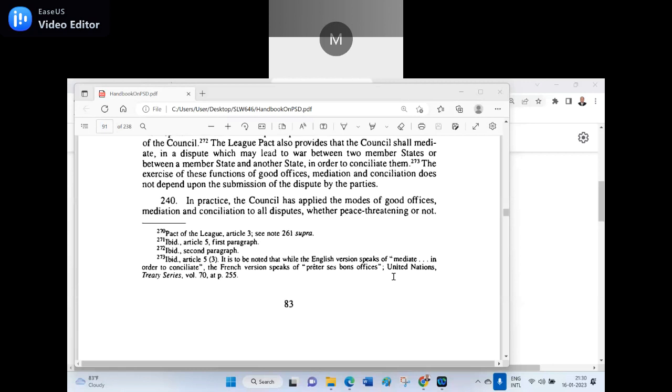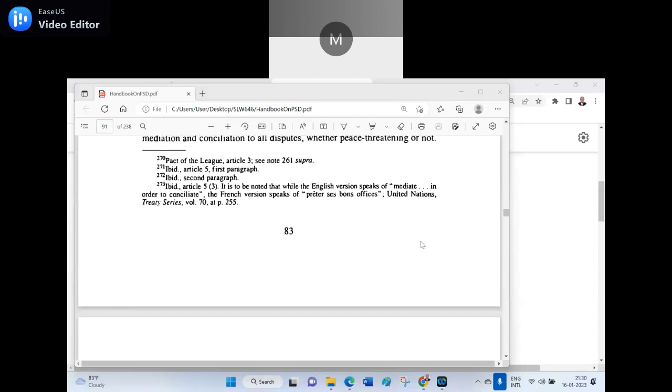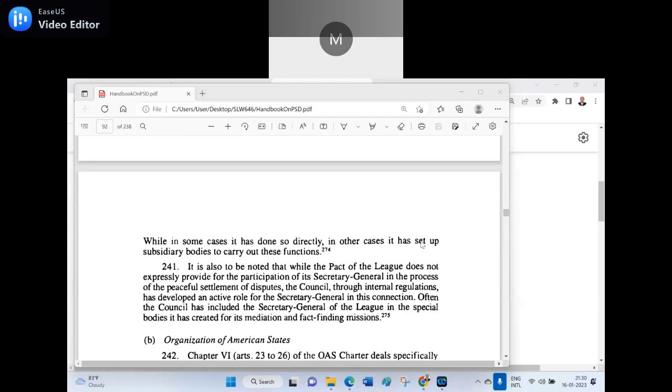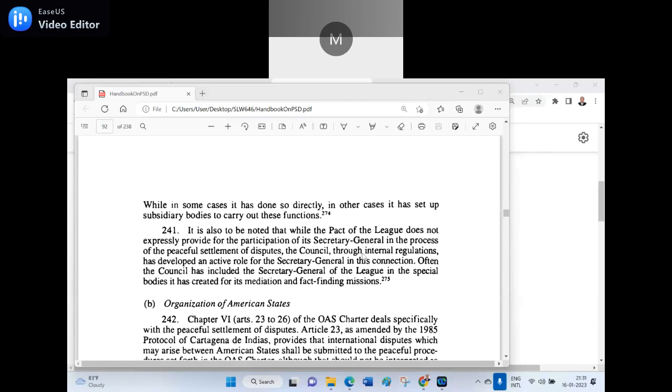So in practice, the council has applied the modes of good offices, mediation and conciliation to all disputes, whether war threatening or not. Whether a war threat is there or not, all the cases will be entertained by the League Council or Arab League, those that come under their jurisdiction, and the dispute will be resolved. While in some cases it has done so directly, in other cases it has set up subsidiary bodies to carry out this function.